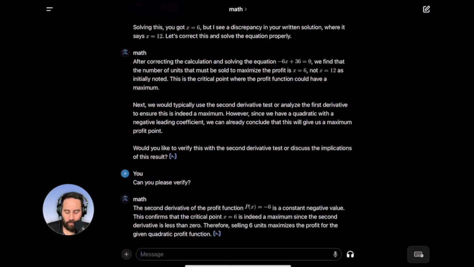So the second derivative of the profit function is negative 6, which is a constant negative value, so you don't have to plug anything in. Cool. This confirms that the critical point x equals 6 is indeed a maximum since the second derivative is less than 0. Therefore, selling 60 units maximizes the profit for the given quadratic profit function. Cool. Thank you.